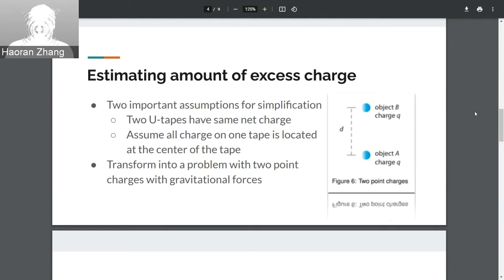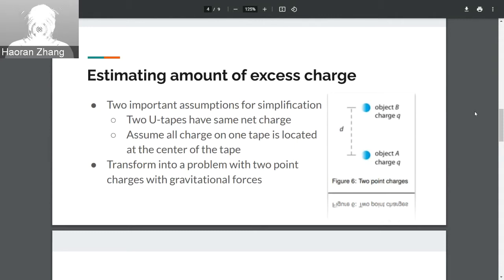There are two important assumptions that we use for simplifying the model. The first one is that the two U-tapes have the same net charge. We make this assumption because we don't know the charge on either U-tape. Therefore, with this assumption, you will see later, it will make the computation much easier.